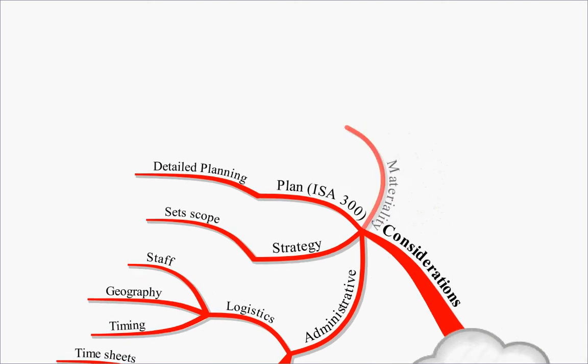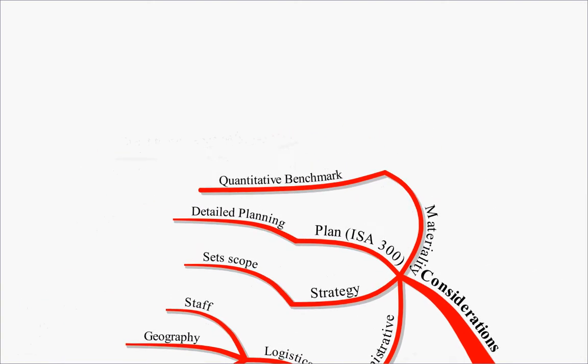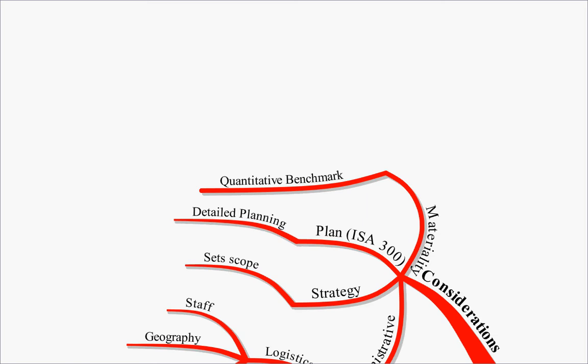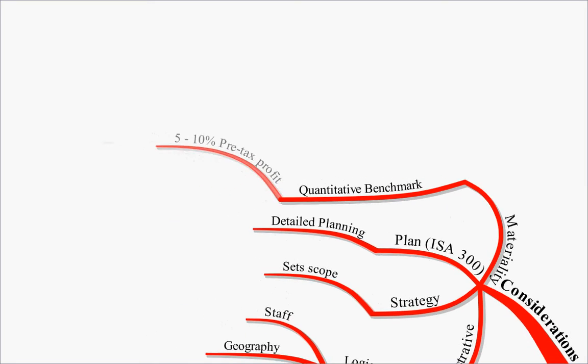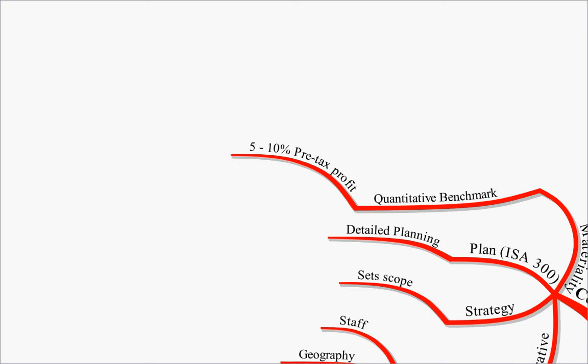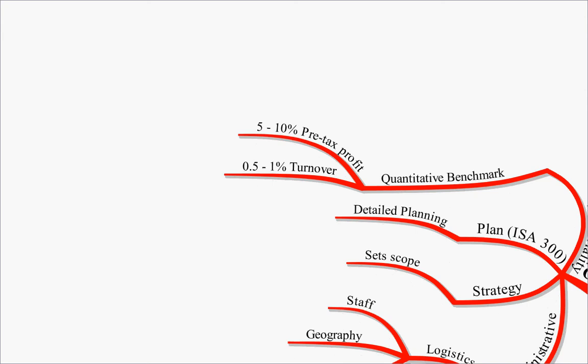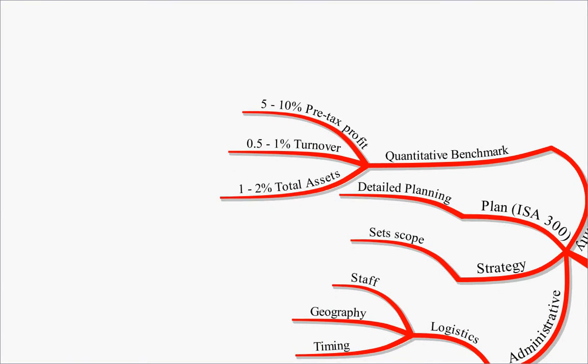So materiality. Materiality will be set partly on the basis of a quantitative benchmark. That quantitative benchmark may be 5 to 10% of pre-tax profit. That would tend to be for profit and loss items. 0.5 to 1% of turnover, or 1 to 2% of total assets, which will tend to be for balance sheet items. So you'll probably start with your quantitative benchmark.